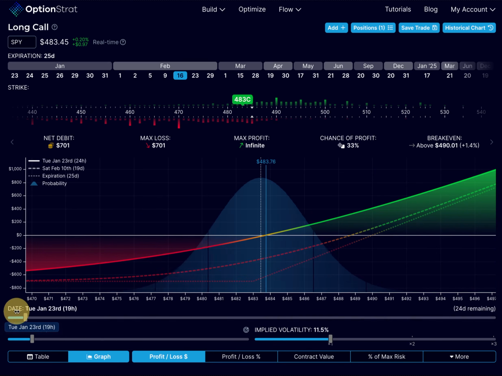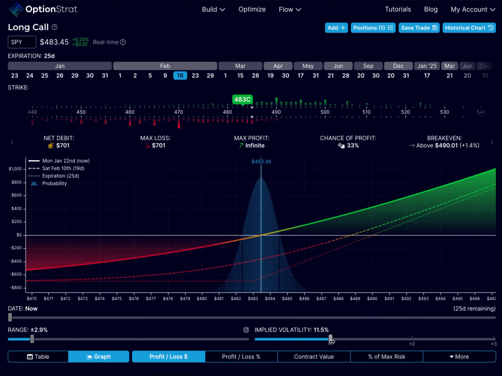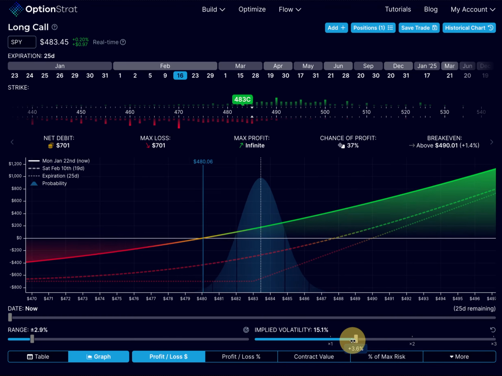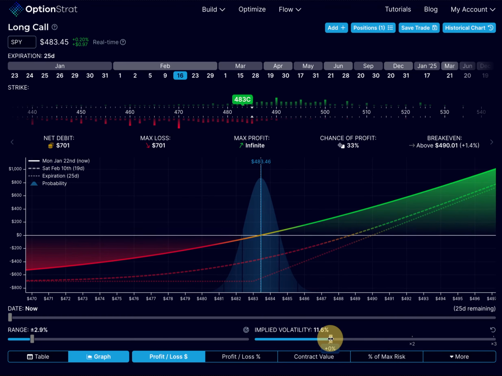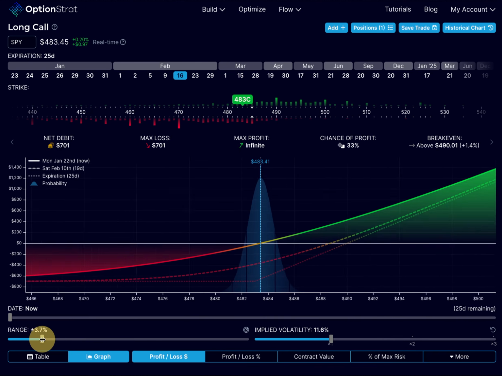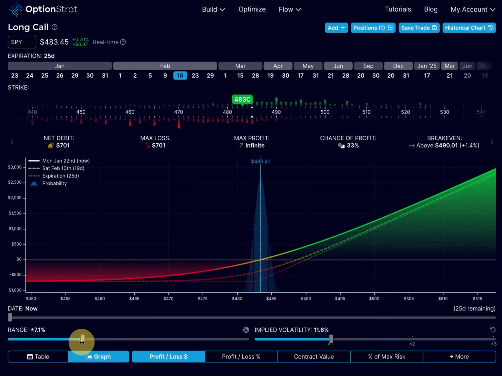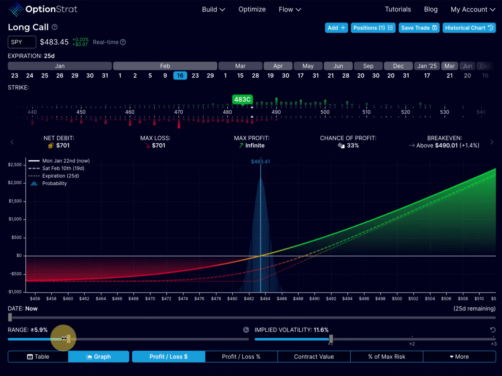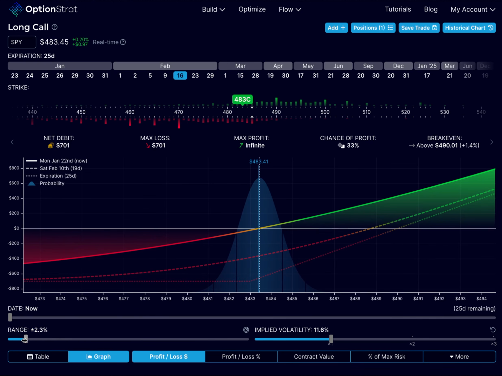Now, I can also model the implied volatility here. I can see what happens if volatility increases, what happens if volatility decreases. So I can play with all those different variables here and model out how this is going to look. And of course, the range, much like in the table mode, just shows me more of the graph. So I can see, well, what happens if the market goes up to $510? Well, I couldn't see that when we were back at this point right here.